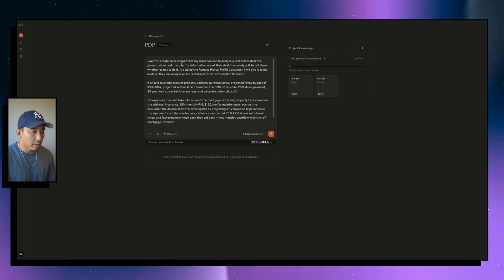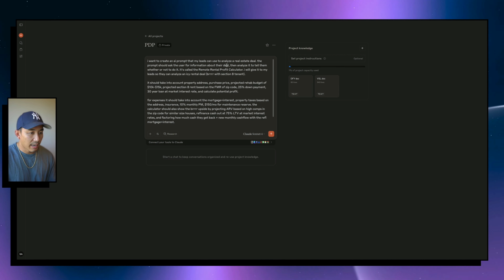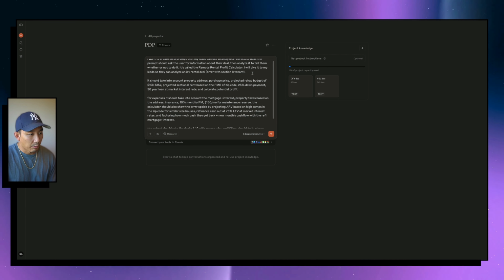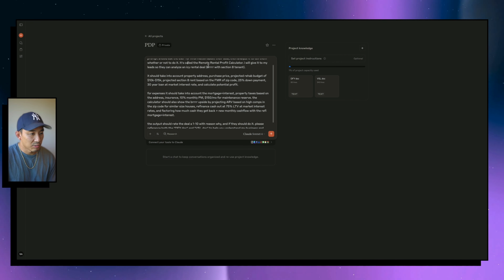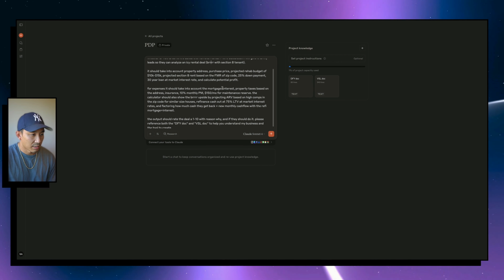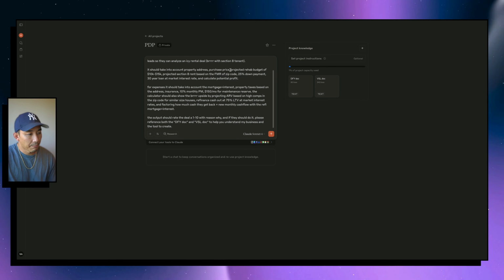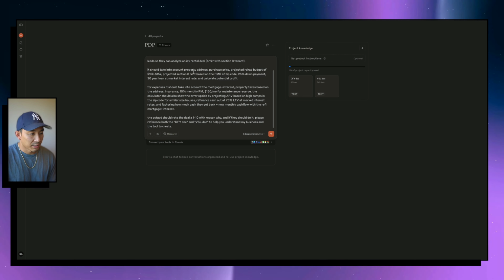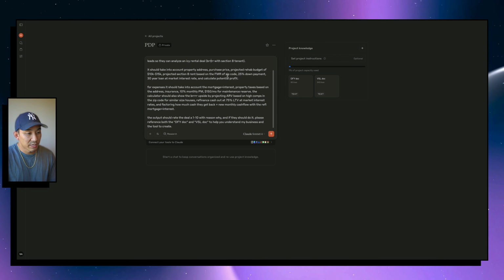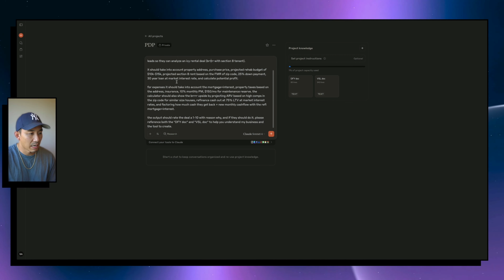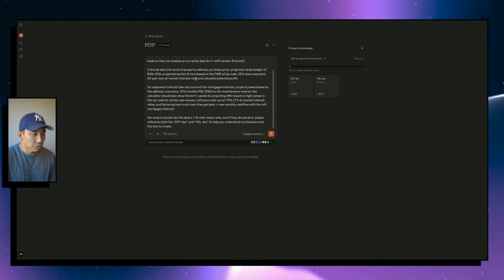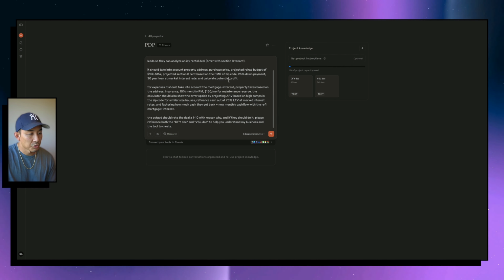So it says, I want to create an AI prompt that my leads can use to analyze a real estate deal. The prompt should ask the user information about their deal, then analyze it to tell them whether or not to do it. It's called the Remote Rental Profit Calculator. I will give it to my leads so they can analyze an ICY rental deal, which is a BRRRR with a Section 8 tenant. It should take into account the property address, the purchase price, the projected rehab budget of 10 to 15K, projected Section 8 rent based on the FMR of the zip code, a 25% down payment on a 30-year loan at market interest rate, and to calculate the potential profit.